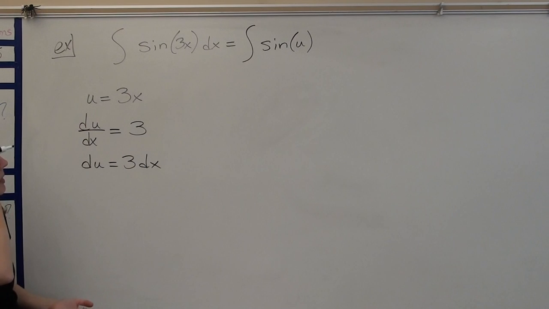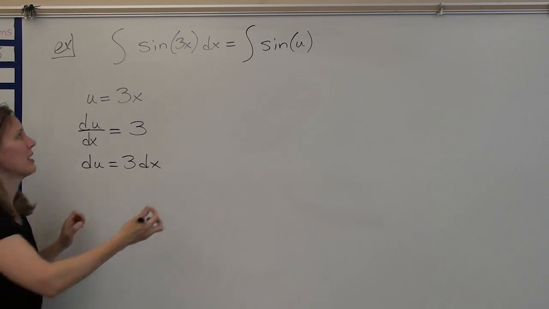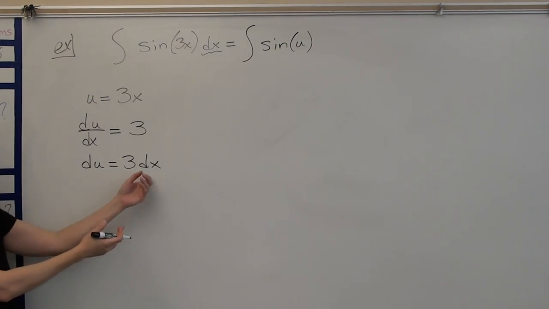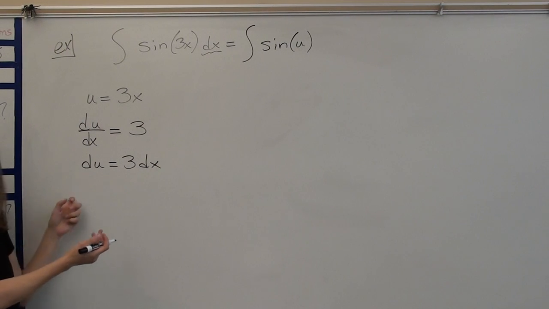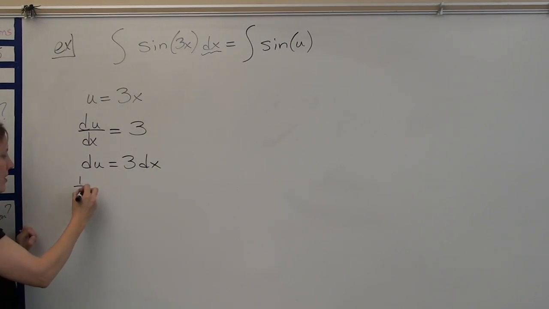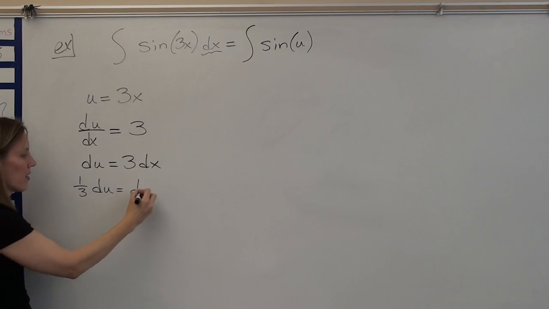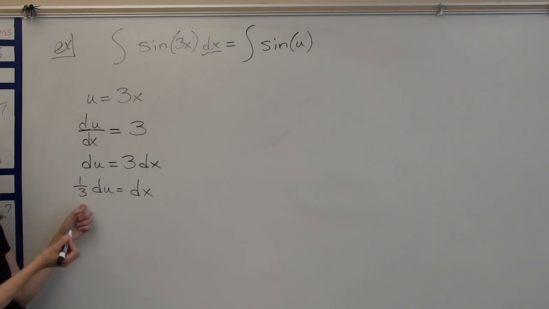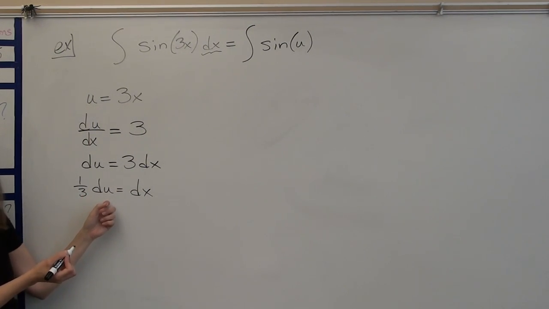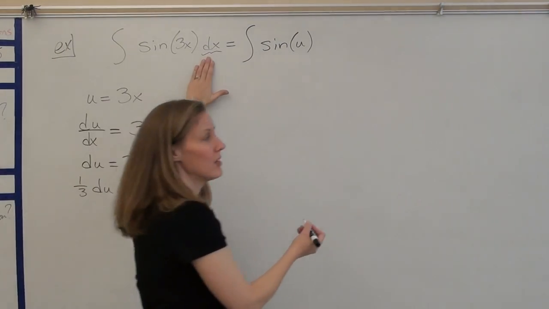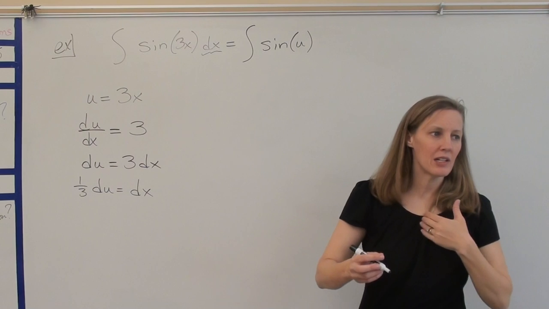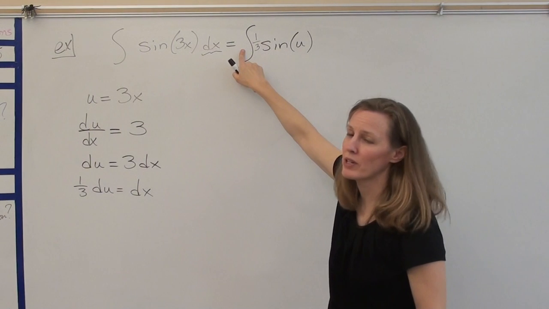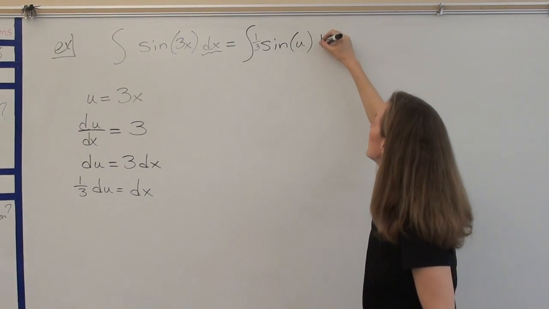But if I look at my problem, I don't have a 3 dx, I just have a dx. So what I need to do then is solve for dx. I'm going to divide both sides by 3. So dx is actually equal to 1/3 du. And I can replace the dx with 1/3 du. Now personally, I like to put the coefficients in front, so I'm going to put the 1/3 over here. You could even put it in front of the integral symbol, and then put the du over here.